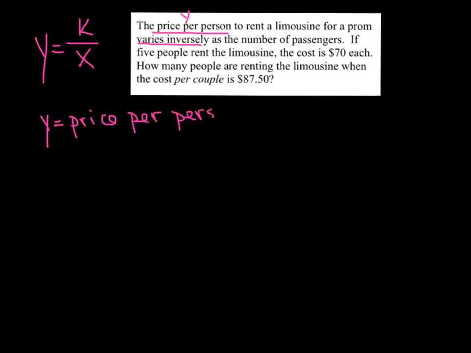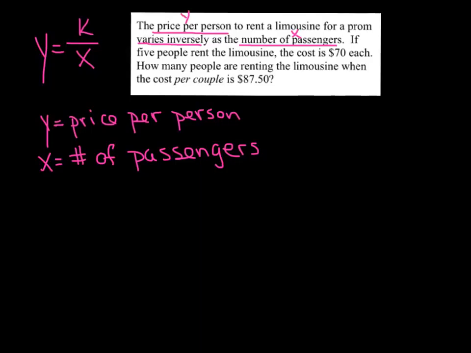And then, let's see, what's the other variable here? It looks like number of passengers is going to be my x. So we're going to let x represent the number of passengers in the limo. Kind of a fun question to think about. The problem is not that far away. It's coming around the corner before you know it.